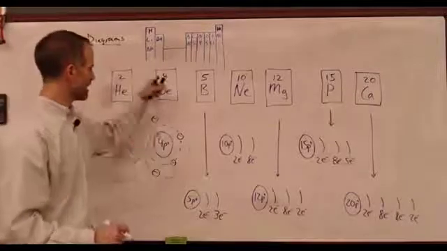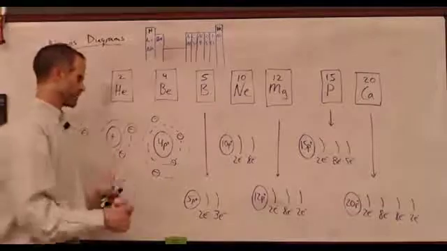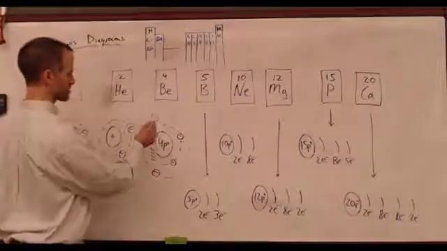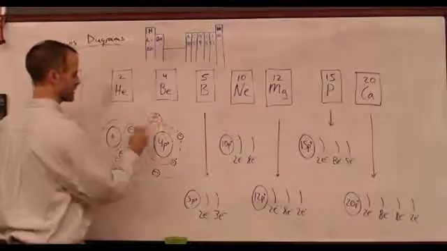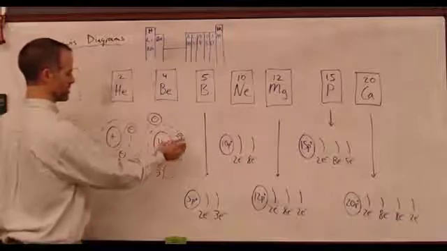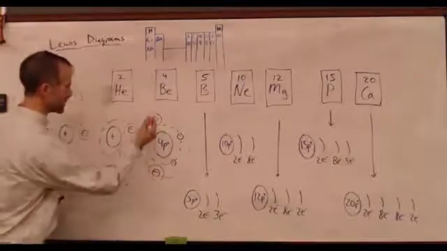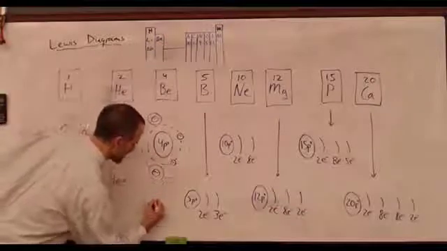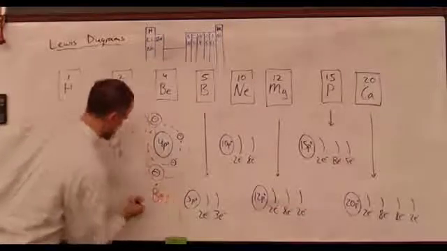Beryllium, it has four. Do I draw four dots? No, I do not. Why? Because for a Lewis diagram, I am only drawing the valence electrons on the last shell. These are on the first orbital. On the second shell, I only have two. So the Lewis diagram for beryllium is actually the same as the Lewis diagram for helium.